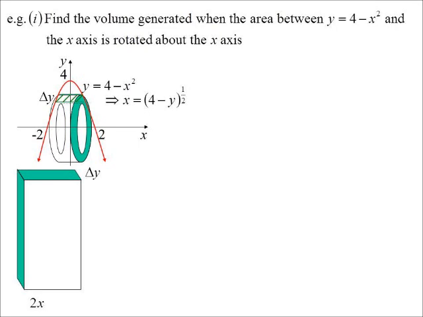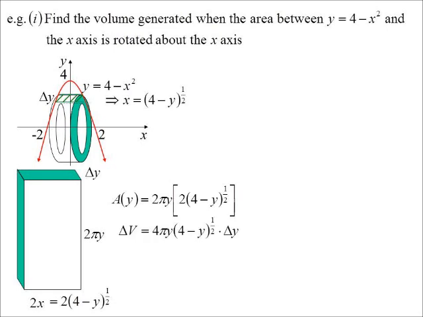I'm going to use the positive one because it just makes more sense to work with the positives rather than the negatives. Okay, so 2x, so we're going to have two lots of 4 minus y to the power of a half. Now the circumference will be 2 pi, and in this case it will be whatever the y value is. So the area of that rectangle becomes 2 pi y times 4 minus y to the power of a half. So my volume, also tidying up the algebra in my area function, is 4 pi y, 4 minus y to the power of a half.